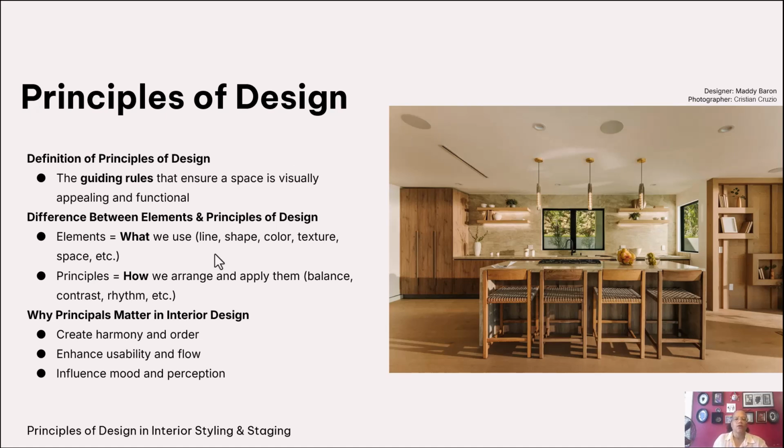So we went over my personal definition. So let's go over the formal definitions. The principles of design are the guiding rules that ensure a space is visually appealing and functional. And so the difference, the elements we talked about are the what. So it's the line, shape, color, texture, as opposed to the principles, which are the how. How are we using the lines? How are we using the shapes? How are we combining those things to talk about this bigger idea or to give the feeling that we want in a particular space?